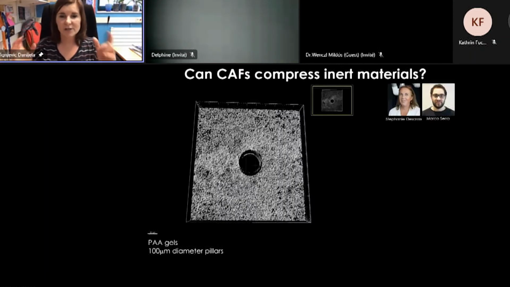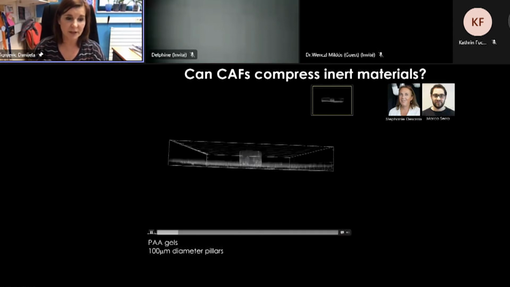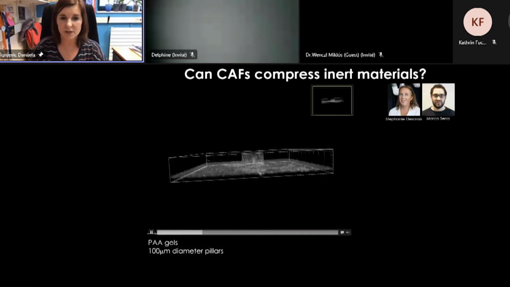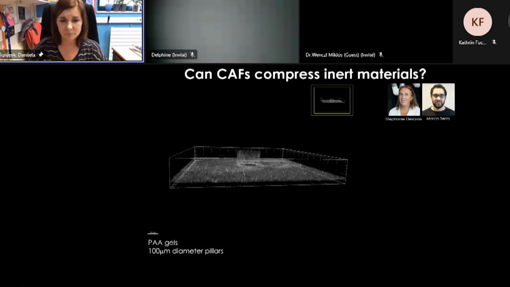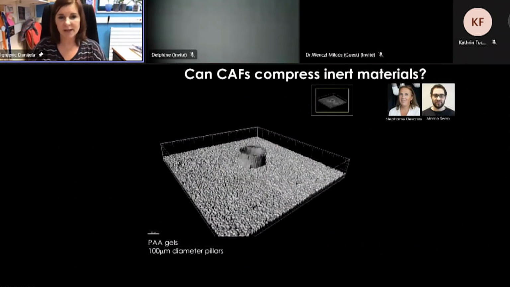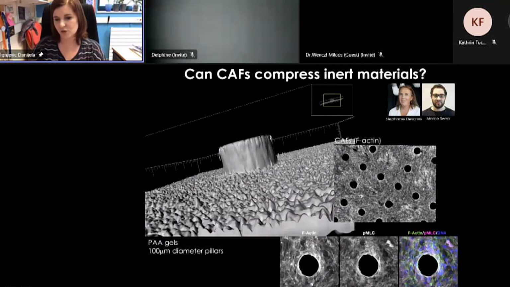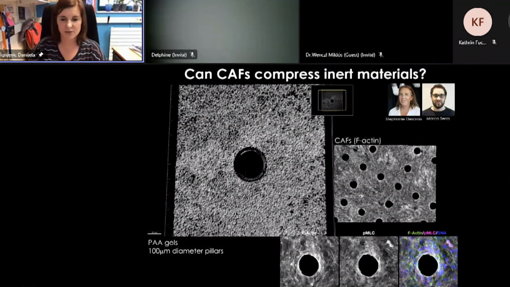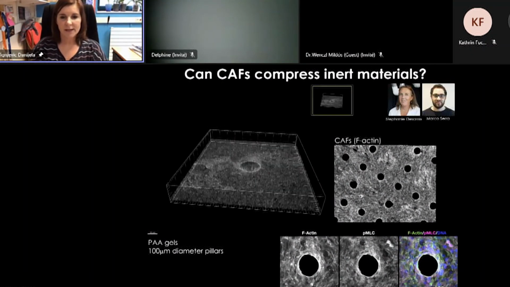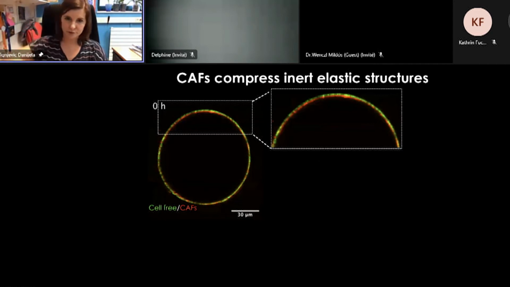Now, the next question was, can fibroblasts compress any material, or is this really induced by cancer cells? For that, we generated, with our collaborators, giant pillars made of PAA. Again, they are soft gels. What you can see here are the beads that we can use to measure the forces. Around those giant pillars, we plate the fibroblasts, which organize into rings like those around cancer cells, containing actin and myosin. Now we can look through the section of this pillar and see whether the fibroblasts are able to deform it.